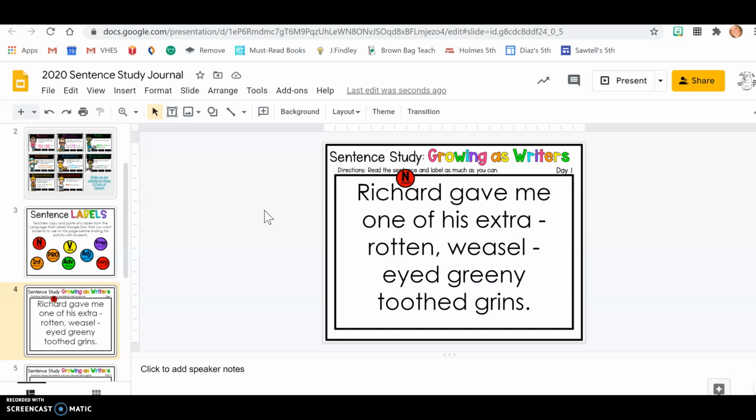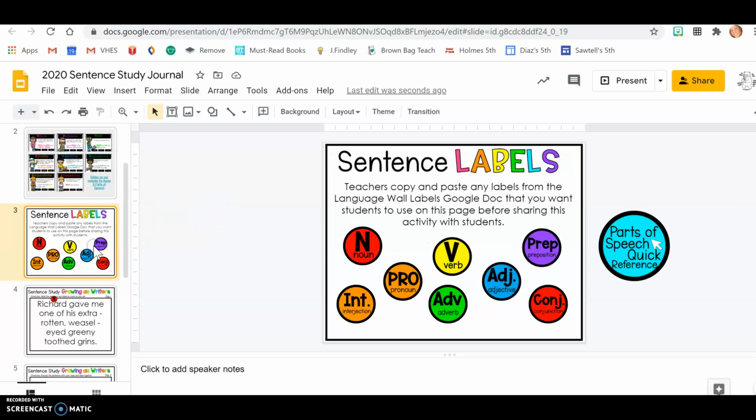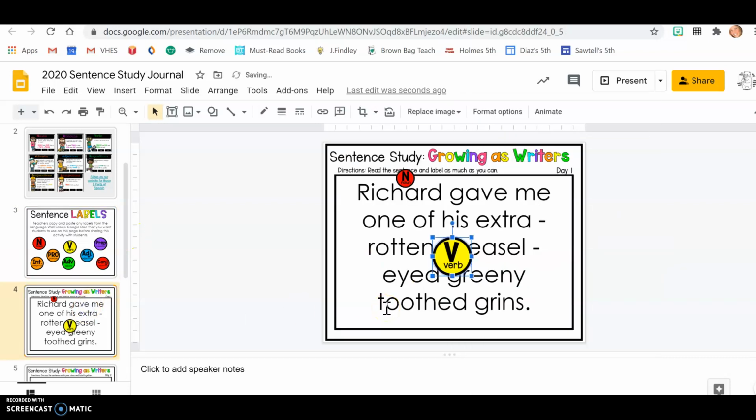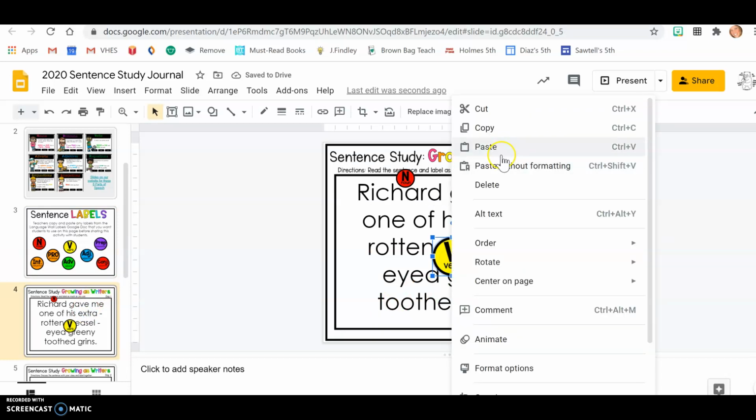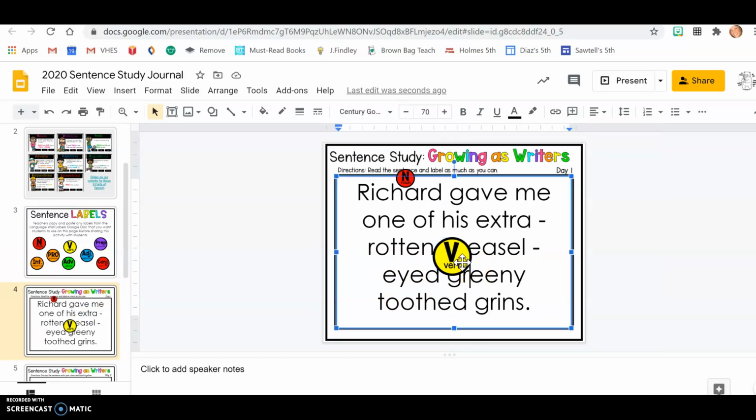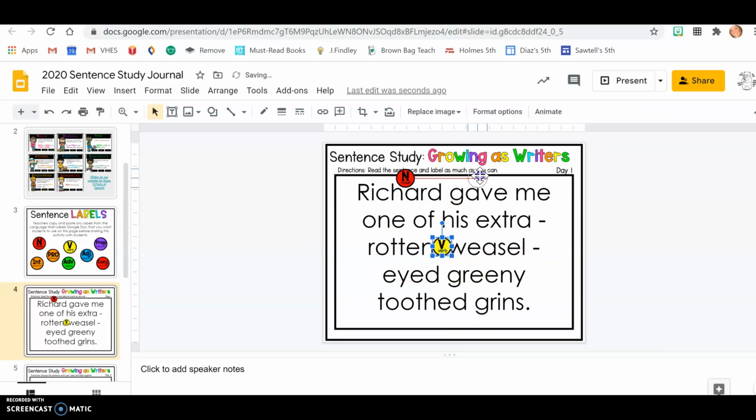Richard is a person, which is a type of noun. Richard gave. Well, gave is an action. When I give something to somebody, I am doing something. So I know that a verb is the part of speech that means action. So I'm going to go back, identify verb, right-click or Control-C to copy. Back to my sentence, Control-V to paste, or again, I can right-click and go to paste. I'm going to resize my circle so it's not as big, and move my V above gave. So far, I have a noun and a verb in my sentence.